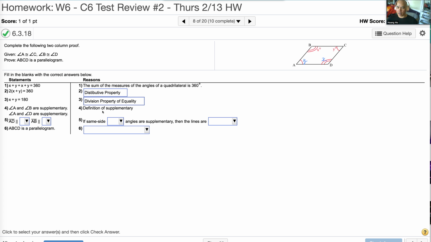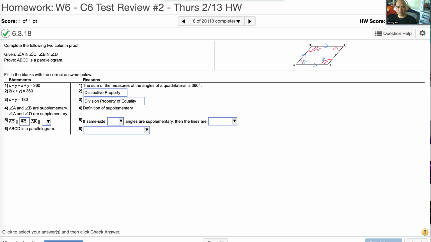Angle A and angle B are supplementary, yes. Look over here: x and y add to 180. So angle A and angle B are supplementary. Angle A and angle D are also supplementary, correct? So therefore AD has to be parallel with BC. Right here. And then AB has to be parallel with DC.